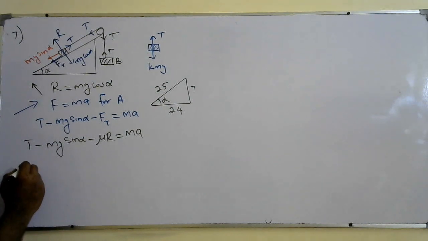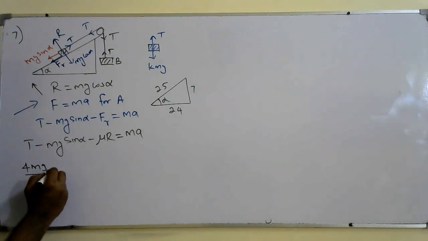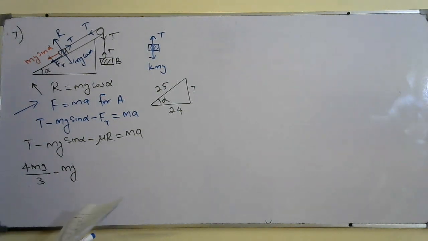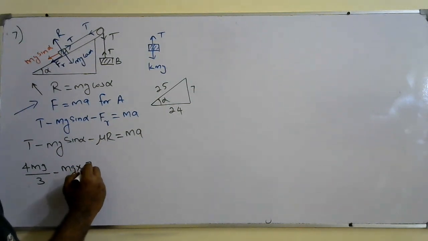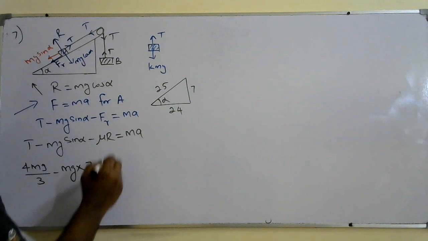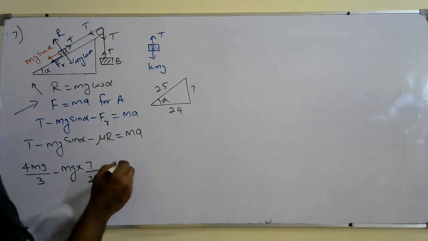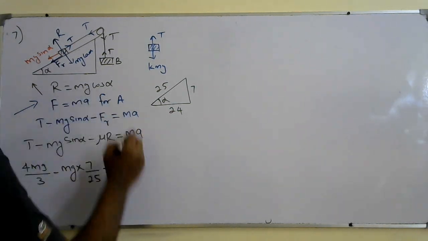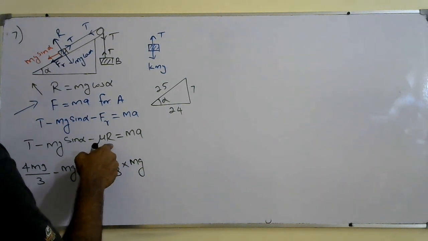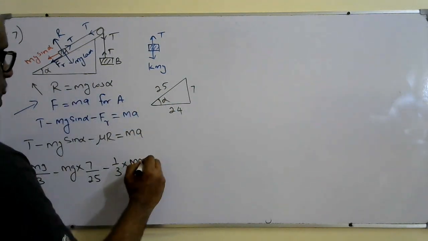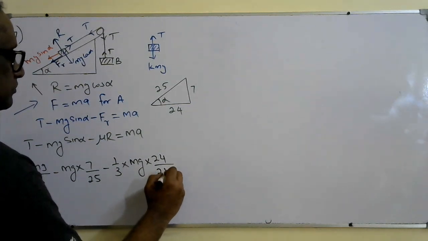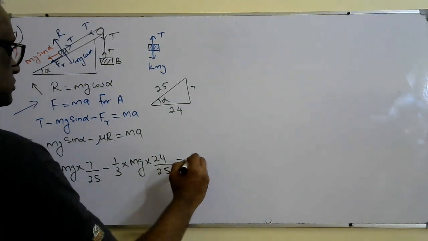Now substitute the values. So T is given 4mg/3, minus mg sine alpha. Sine alpha we know is 7/25, minus mu, which is given 1/3, times R, which equals mg cos alpha. Cos alpha is 24/25, equals ma.